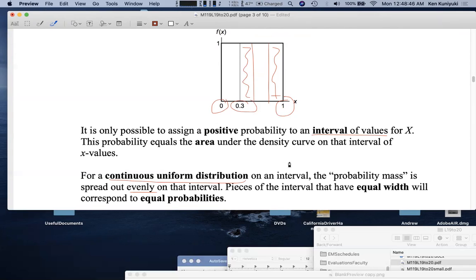We're going to talk about particular calculations and computations with this distribution in the next lesson.